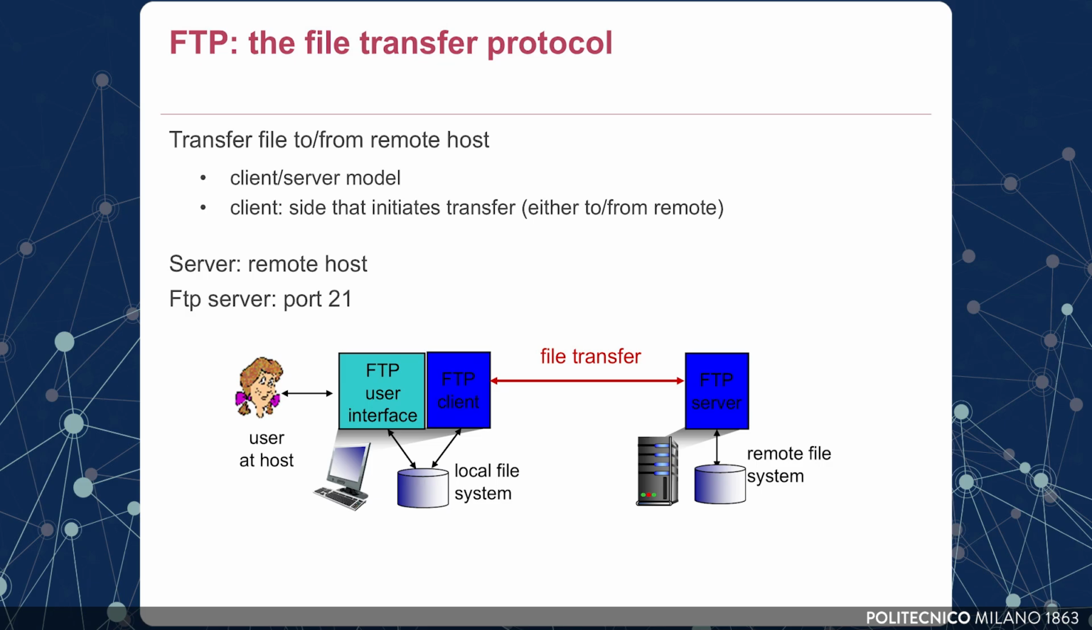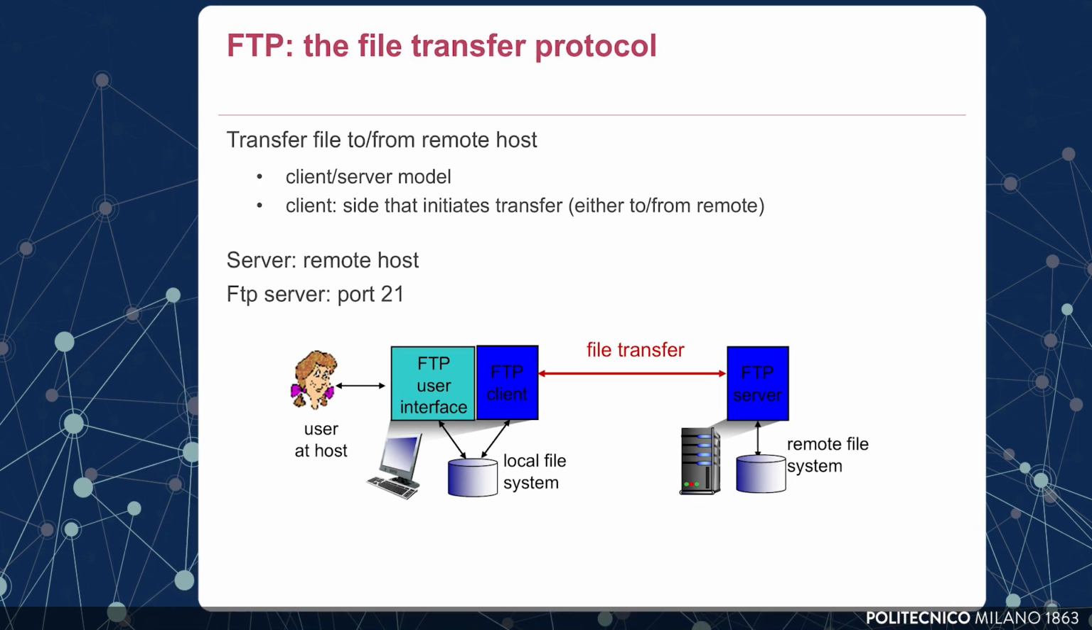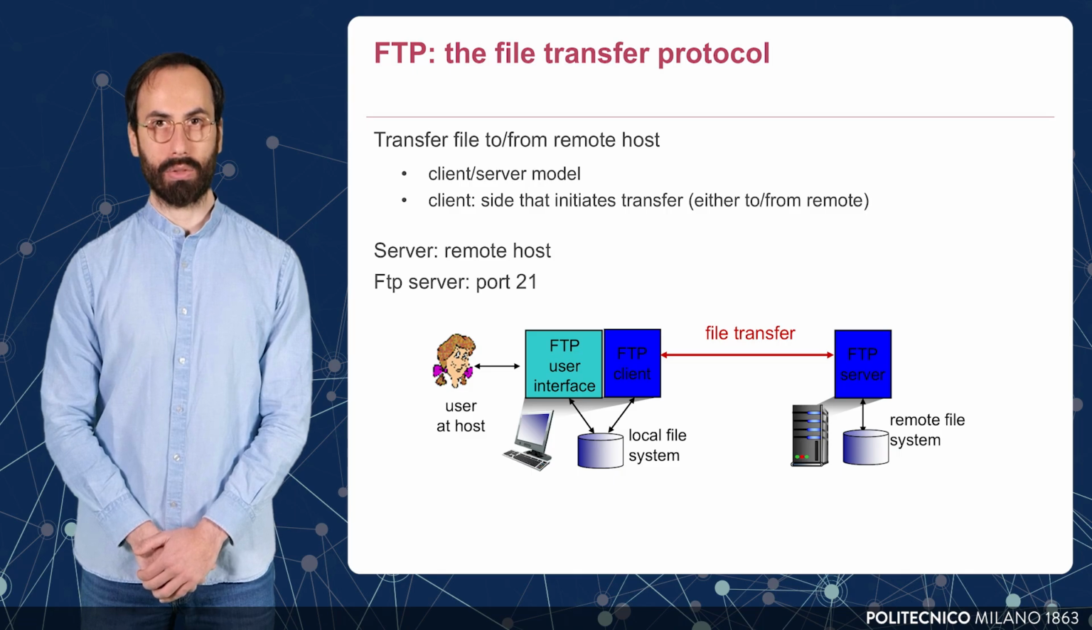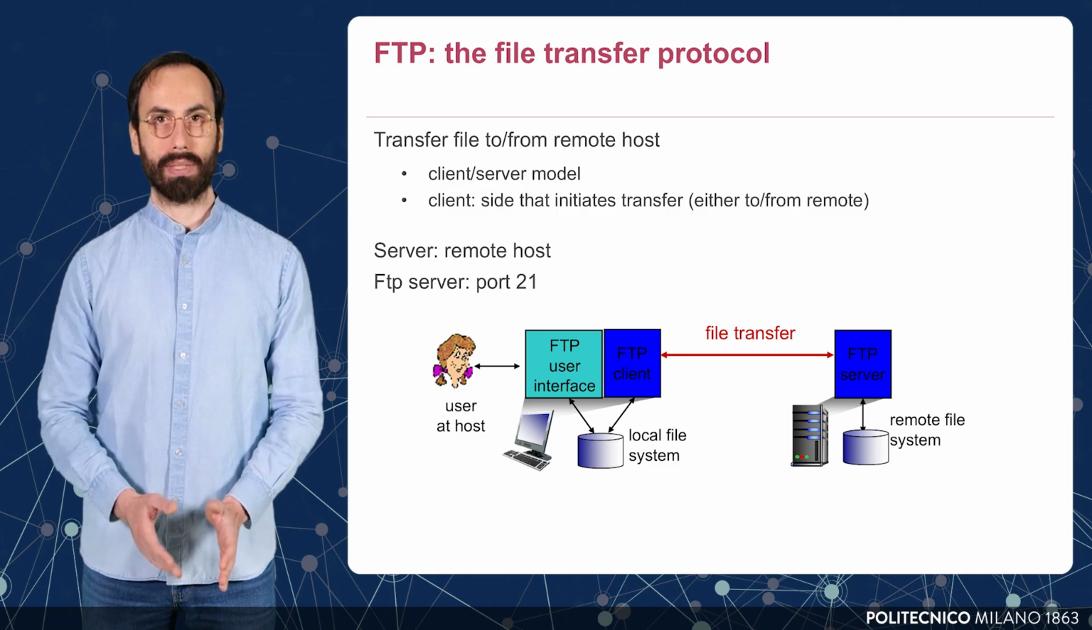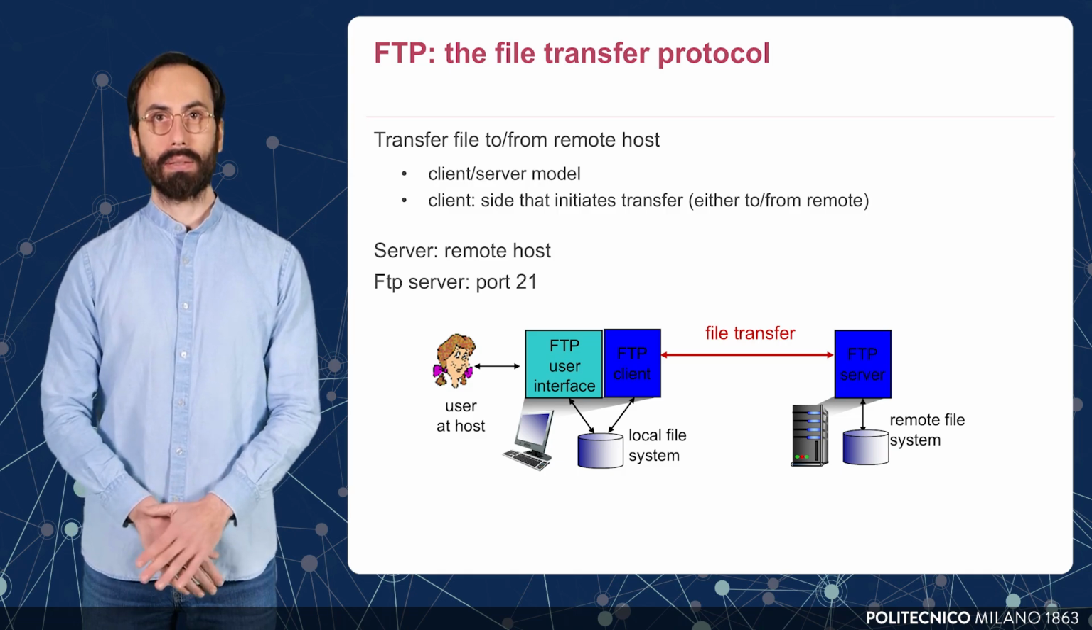The client initiates the transfer, whether uploading or downloading files, while the server, which is a remote host, processes the request. FTP operates on port 21 for control commands, managing connections and authentication. It uses separate channels for control and data transfer, improving efficiency, but requiring additional firewall configurations. While FTP is widely used for managing remote files, it lacks built-in encryption, making secure alternatives like FTPS and SFTP preferable for sensitive data transfers.